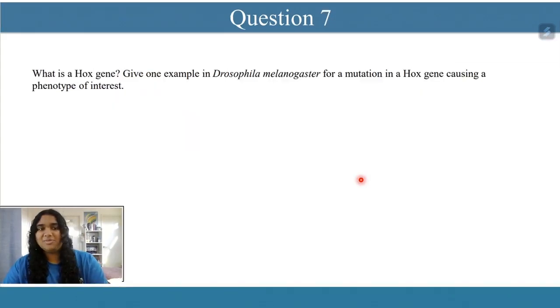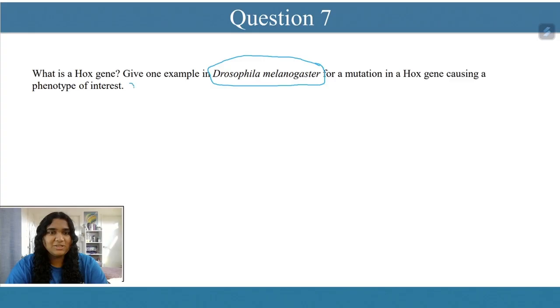Okay, question number 7. What is a Hox gene? Give one example in Drosophila melanogaster for a mutation in a Hox gene causing a phenotype of interest. Just to break down this question a little bit, if you haven't interacted with the syllabus already, this is under the gene expression topic, and Hox genes, I'll wait until the actual answer, but this is stated in the syllabus as an example of a type of Hox gene. Let's say that this is a 2-mark question. Give yourself about 2 minutes to write a response, and then I'll go through the answer with you guys.